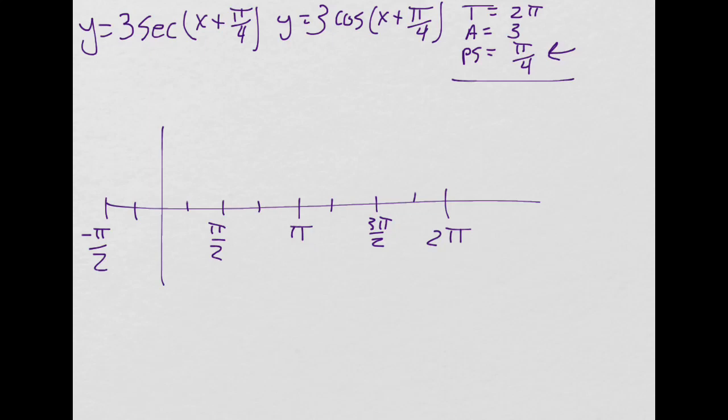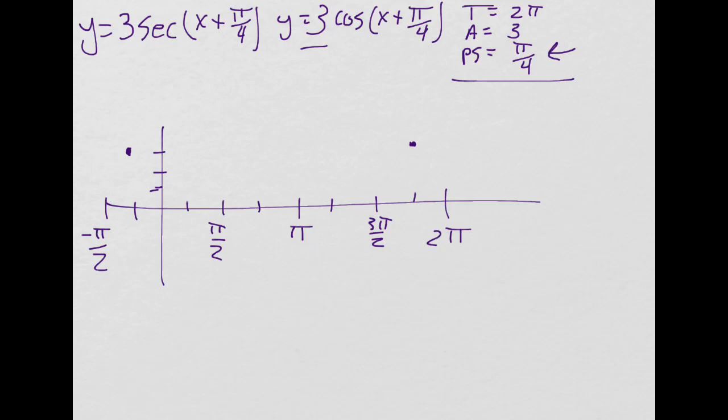So normally cosine is going to start at positive 1. Well, in this case it would start at positive 3 because of that amplitude of 3. But here's the dealio. We have a phase shift of pi over 4 to the left, meaning that everything is going to be moved over to the left, pi over 4. So instead of starting at 0 and 3, I'm really at negative pi over 4 and 3. Instead of being at 2 pi and 3, I'm really at, what is that, 7 pi over 4 and 3?